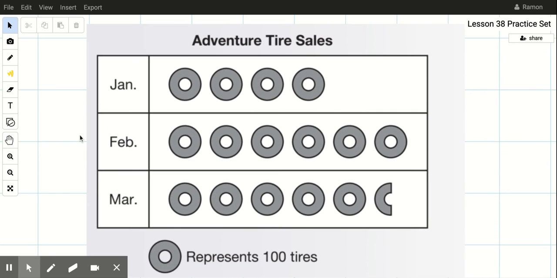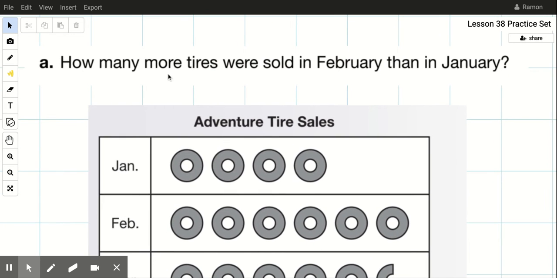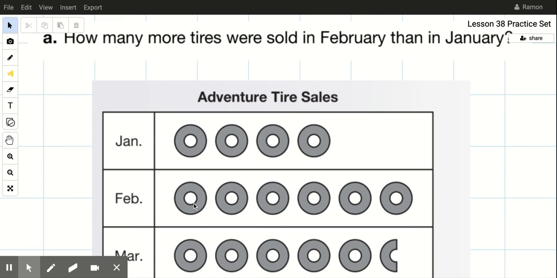In this instance, we have symbols, and the symbols represent their own set of values. Each of these tires represents 100 tires sold. So going back to the question, how many more tires were sold in February than in January? What do we need to know? Well, we need to know how many tires were sold in February. So we have to count the tires in the pictograph. We have 1, 2, 3, 4, 5, 6. That tells us that 600 tires were sold in February.